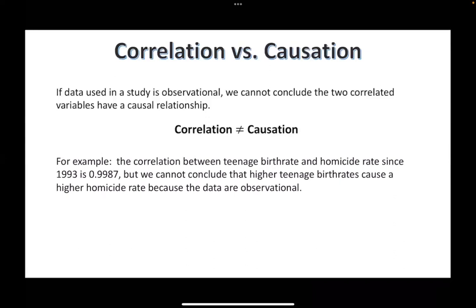So here's an example. The correlation between teenage birth rate and homicide rates since 1993 is 0.9987. However, you can't conclude that higher teenage birth rates cause a higher homicide rate because this data is observational. There are other factors to be considered here, and all you can say is they're correlated. So as one thing goes up, the other thing goes up. So we can expect that to continue, but we can't say one thing causes the other.